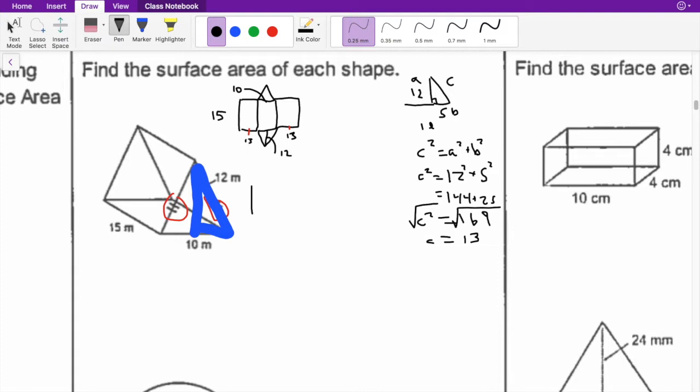So the way I think about this is, let's mark these. I have 2 of these triangles, so 2 of those rectangles, 1 of those, and 2 of these. So let's start with this. This is going to be length times width, right? And this is 13 times 15. So 13 times 15 equals 208, and I have 2 of those, right? So I'm going to times that by 2. So 416.